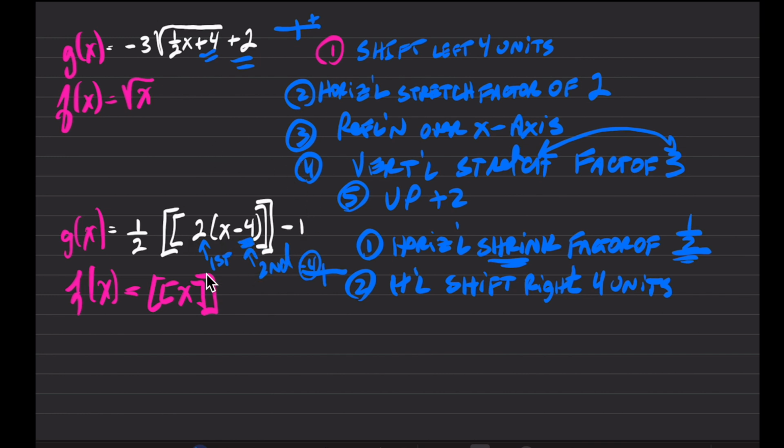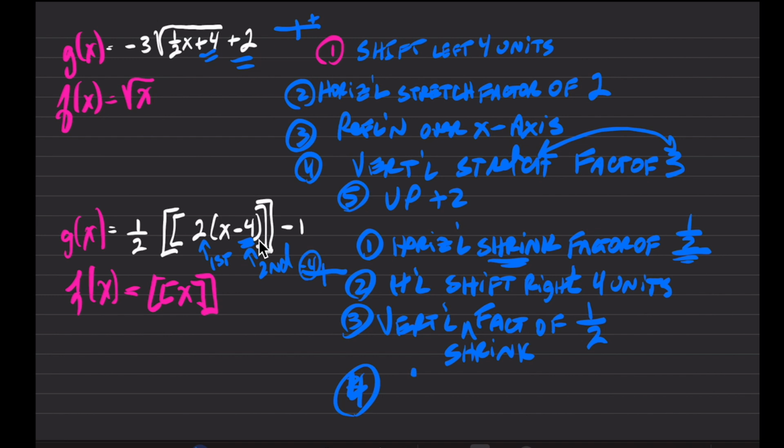Okay, now let's move outside. So we're going to have this first because we're multiplying. This is going to be a vertical shrink factor of 1/2 because the factor of guy and the outside guy match, and the word here has to be shrink because the factor of guy is less than 1. And then finally, for number 4, it's going to be a shift down 1 unit.